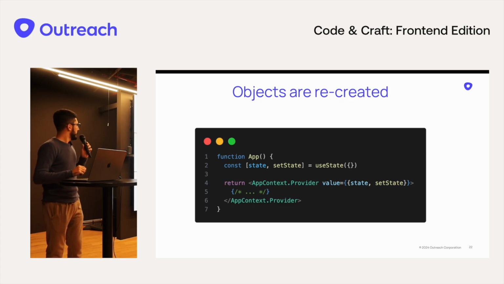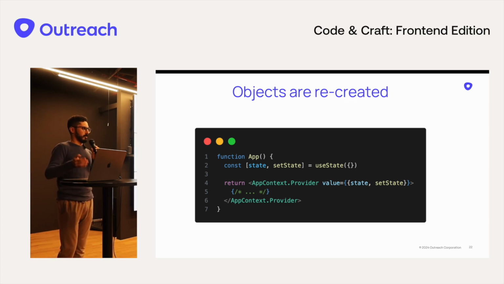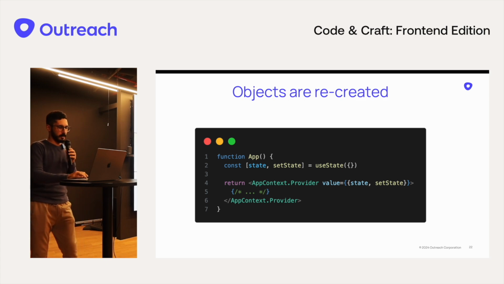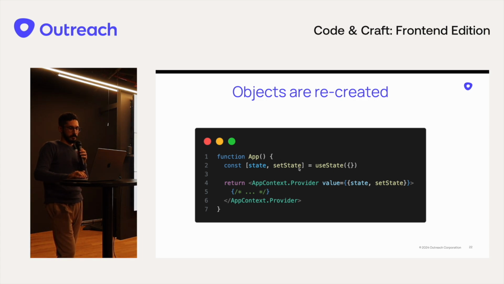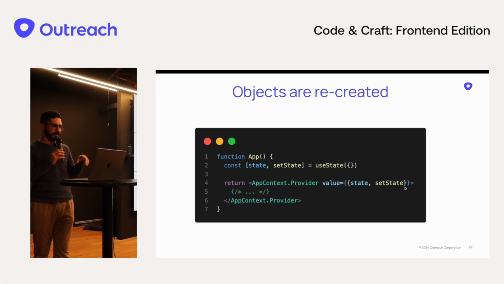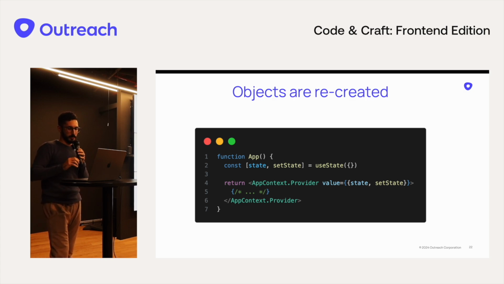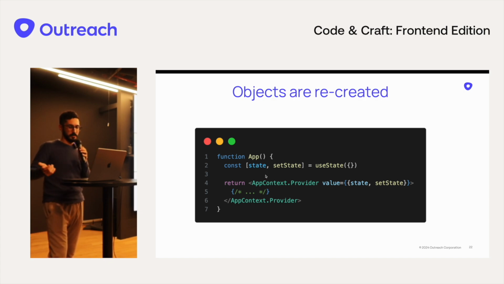The second one is that in React, objects, arrays, or even functions and callbacks are recreated. So every time the component is re-rendered, if we look at the context provider, we're providing a new object to the context. And this is a very common issue with React developers, and with me when I started. Every time this component re-renders, a new object will be created, so the context will get a new object, and then everything relying on this context will update, even though state and setState might not have changed.